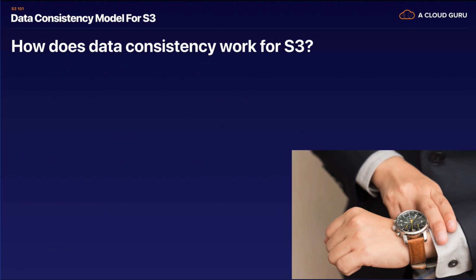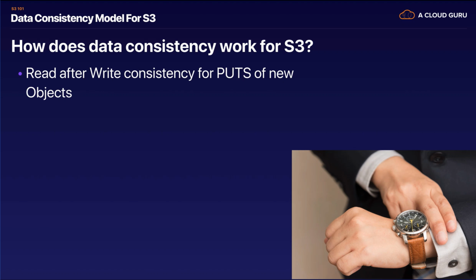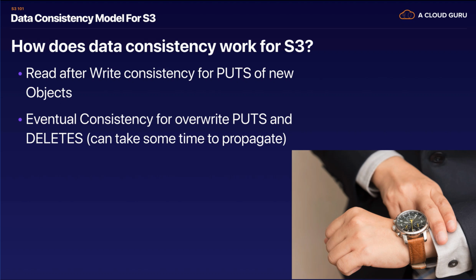And so how does data consistency for S3 work? And this is actually a really important exam topic as well. So we have two things. We have read after write consistency for puts of new objects, and then we have eventual consistency for overwrite puts and deletes, and this can take some time to propagate.